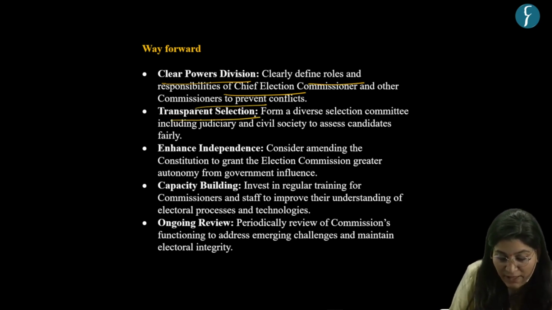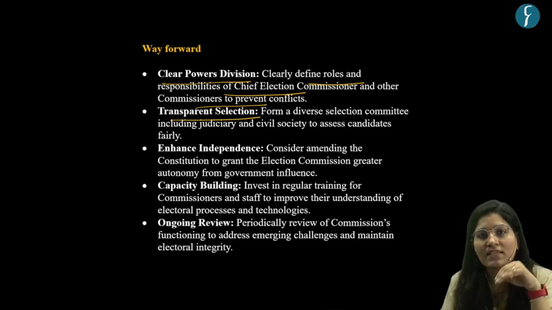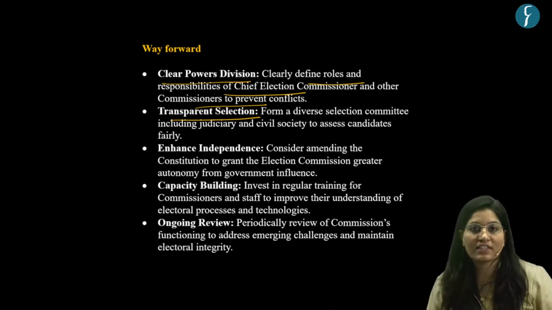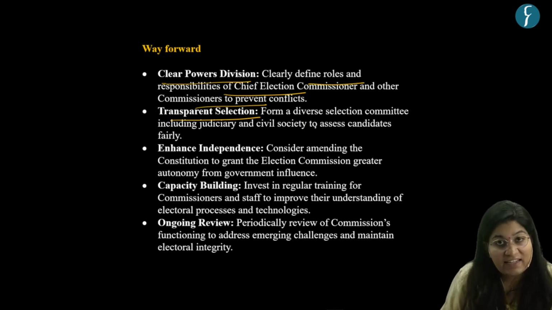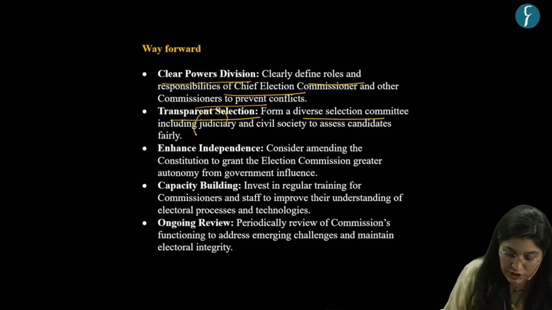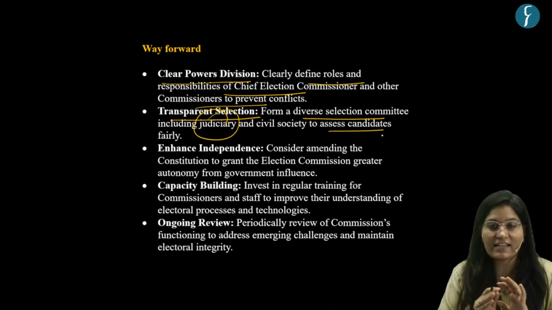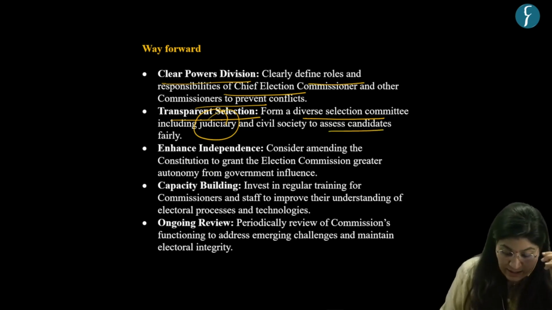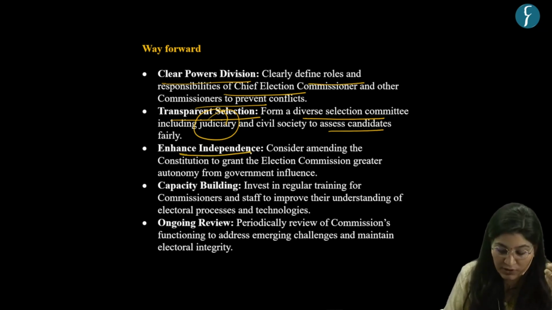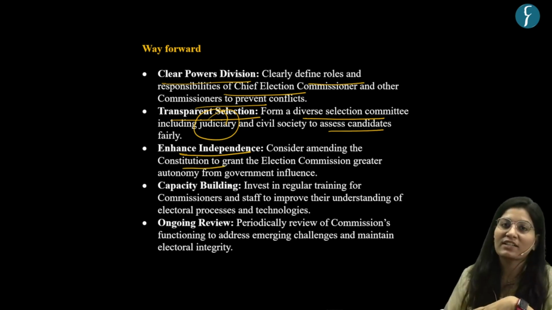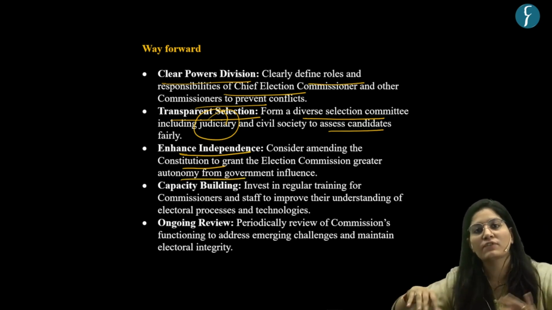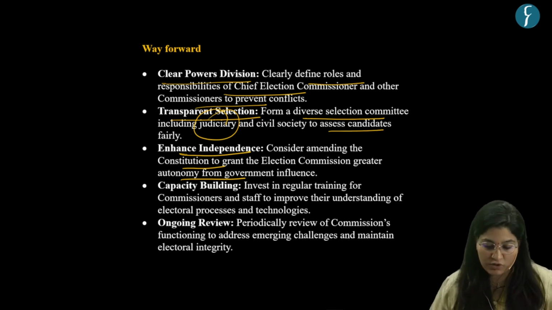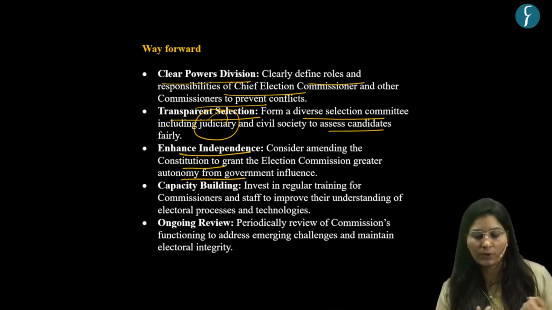Second is transparent selection. Just now we have seen that they have taken the judiciary away from the selection committee and it is more oriented towards the executive, which is again at the discretion of the government. So the ideal is to form a diverse selection committee including the judiciary and civil society to assess candidates fairly. Then third is to enhance independence. How to do that? By amending the constitution to grant the election commissioners greater autonomy from government influence, to bring the election commission out of the clutches of the government. So we need to empower the election commission. We need to amend the constitution.